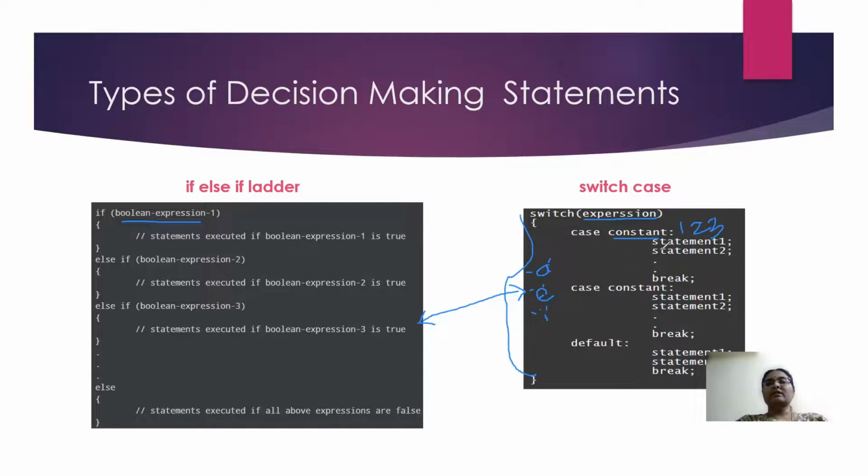So for case 1, you can print a statement that the day today is Sunday. For case 2, you can print the day is Monday. So like that, up to case 7, you can go, and then you have one case which is default.